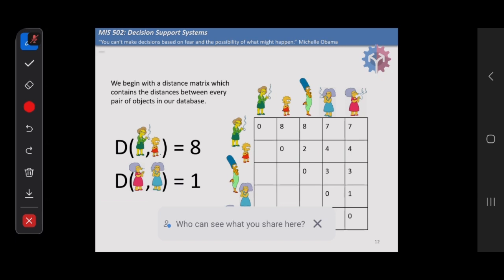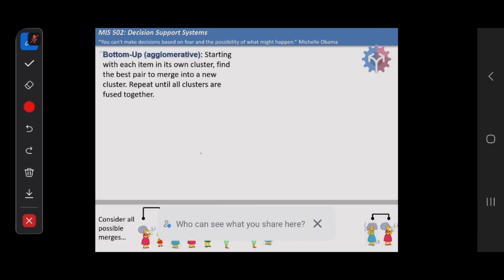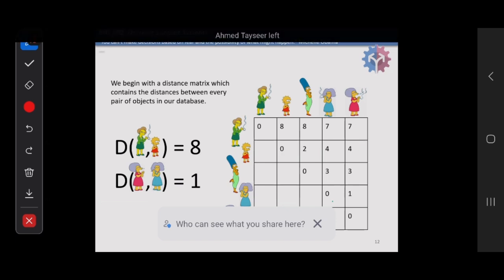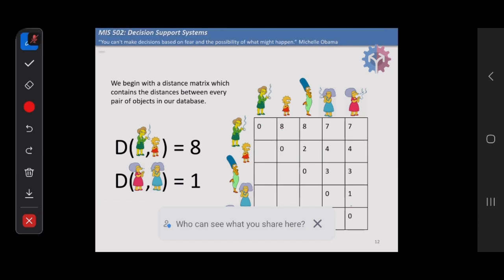So how do you find distances between any two people? Do you see the distance matrix here? Let's see how we are calculating distance. First of all, if I gave you distances, how do you do agglomerative clustering? Can you tell me which one is the smallest number here in my distance matrix? 0, 1. No, forget about 0. 0 is with itself.